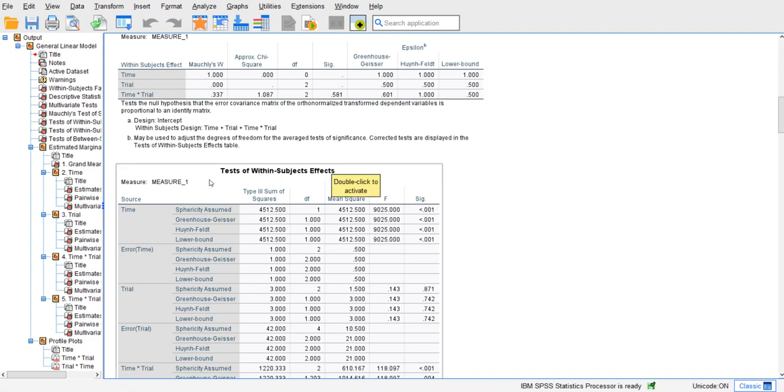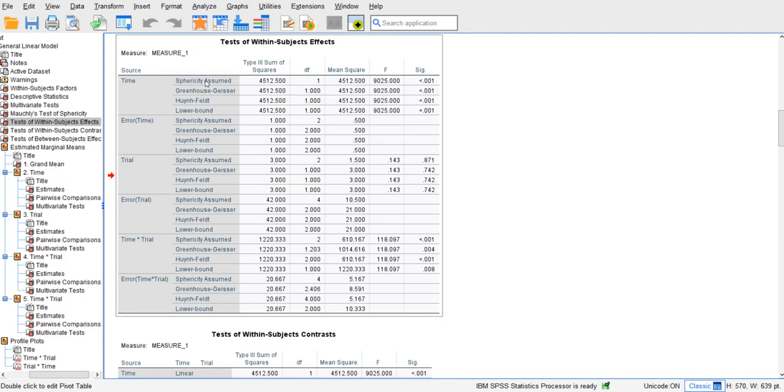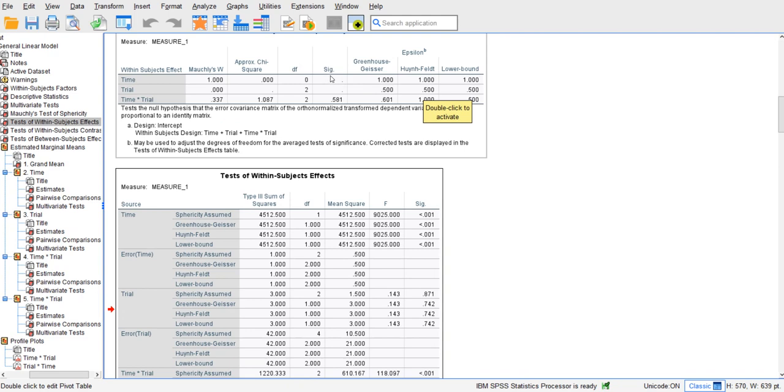If, for example, time here, this is the box we're interested in right now, if you've got the assumption of sphericity and the p-value was significant, but the Greenhouse-Geisser correction was not significant, then you'd have to take the Greenhouse-Geisser correction p-value if this assumption had been violated. But it doesn't really matter here because you can see whether it's assumed or not, they're all significant for time. So basically it's saying that heart rate changes over time.